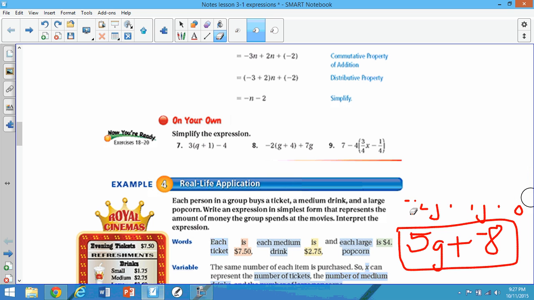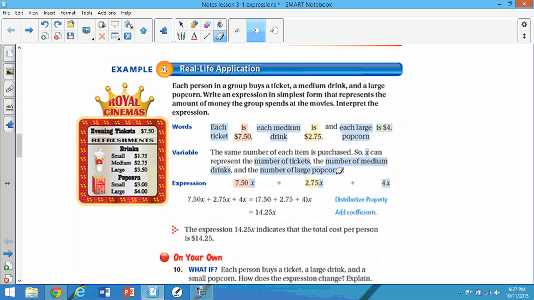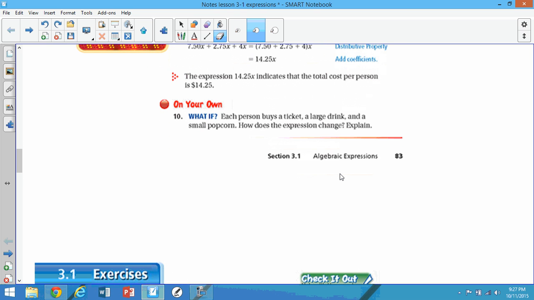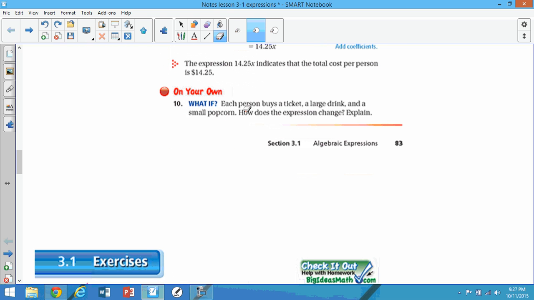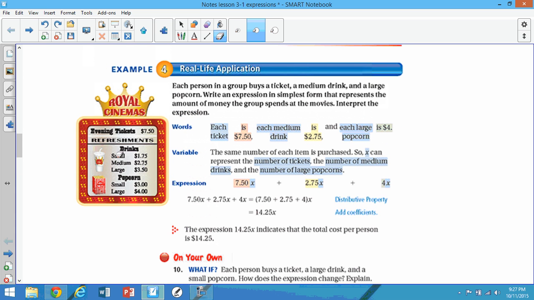Okay? Okay, and then the last part of our lesson is using real life applications. Okay? So let's look at number 10. Number 10 says, what if each person buys a ticket, a large drink, and a small popcorn? How does the expression change? Okay, so it tells you that the ticket costs $7.50, the large drink costs $3.50, and the small popcorn costs $3.